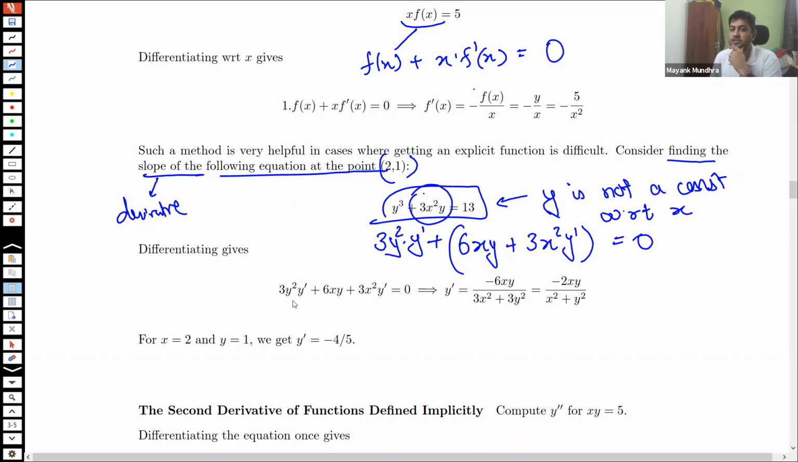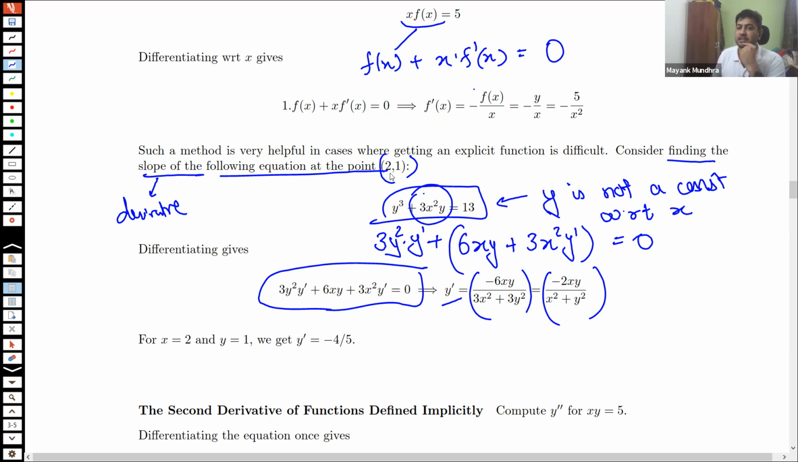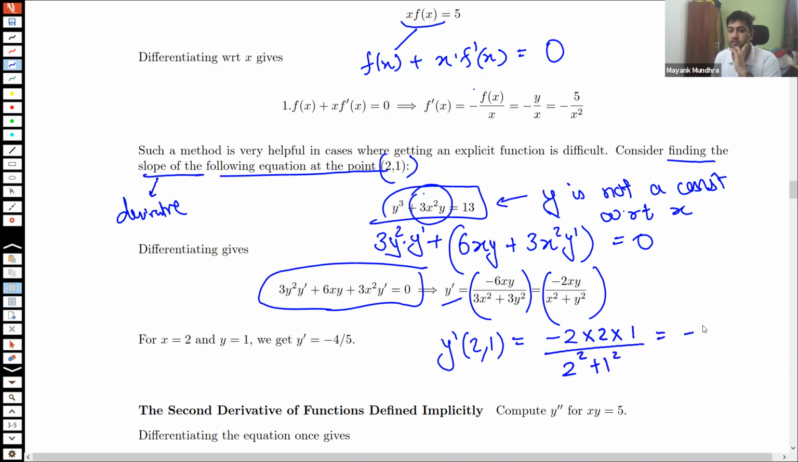This net thing should be 0. Okay, so I get this result, and then I can take y prime common. So I get y prime, so this thing equals 0. Then I take y prime common, so I get y prime equals this thing, which I can resolve as this. And then the final step is you put 2 comma 1. So y prime at 2 comma 1, which is nothing but the slope at 2 comma 1, will be equal to minus 2 into 1 upon 2 square plus 1 square. So that is minus 4 by.